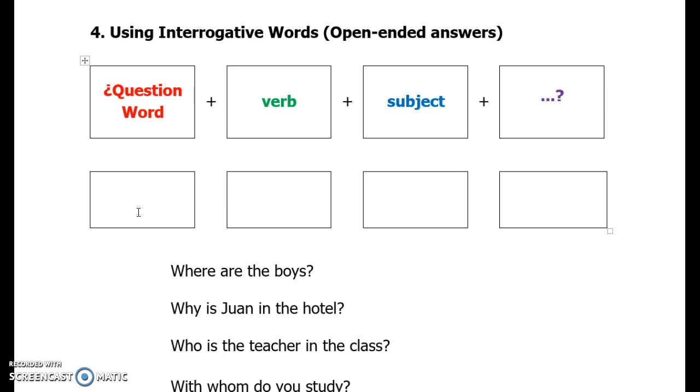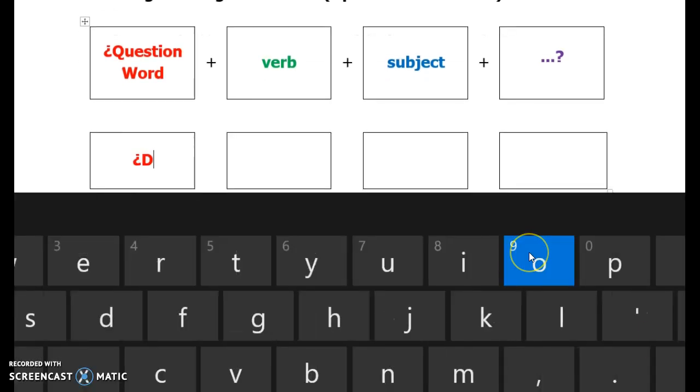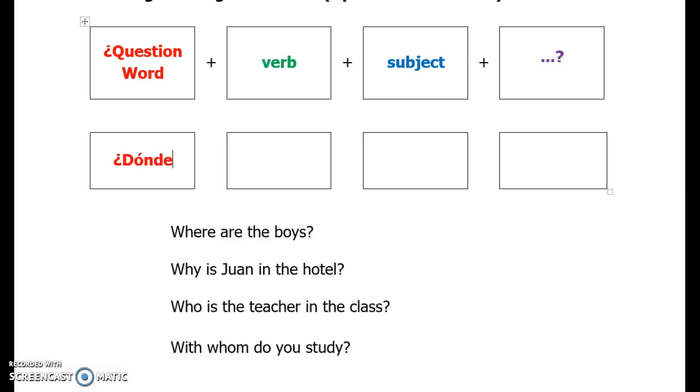So for example, let's say like, where are the boys? Let's use the one that's in our example below. So where are the boys? So our question word, I'm going to copy this little question mark here. Okay, where would be your dónde. I'm going to need my accent mark in there. Dónde. We're talking about where they are located.